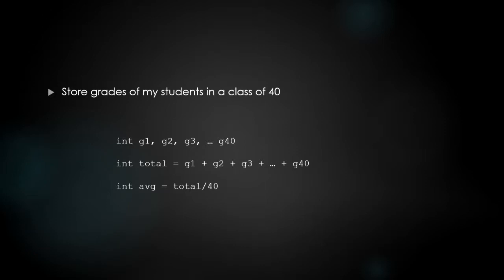But what if we have 500 students or even more? It would be very unmanageable to declare 500 variables and use them in our statements. So in this case, we can declare an array. Let's say we declare an array G with a size of 40, and this array is an array of integers.